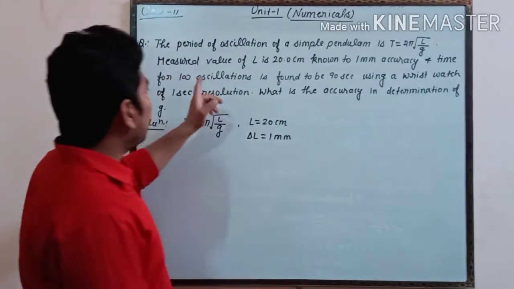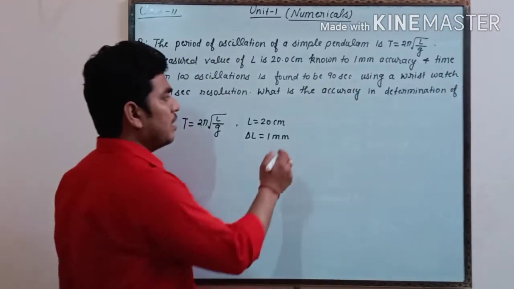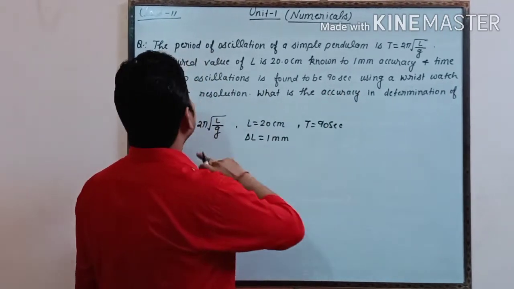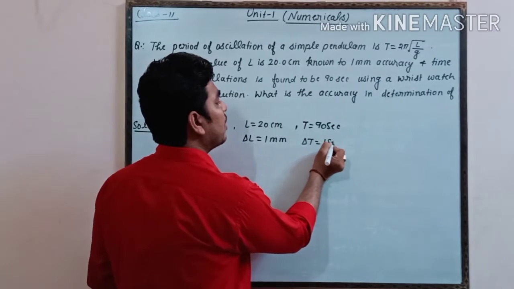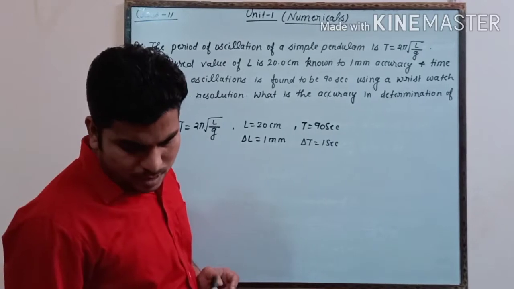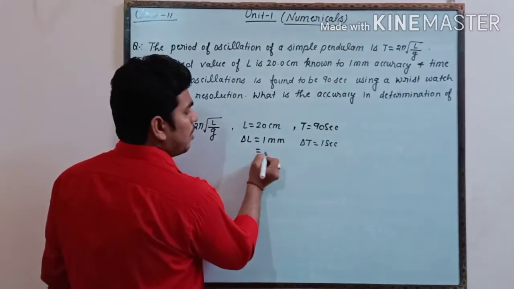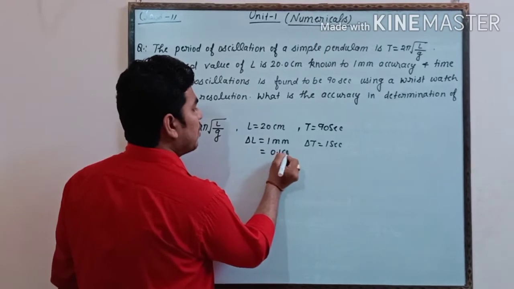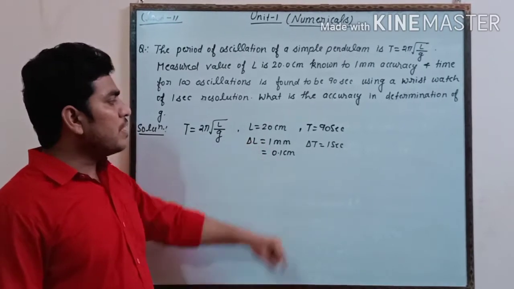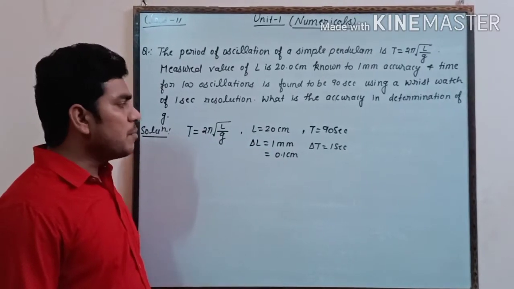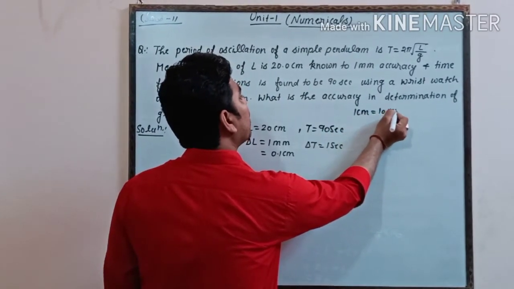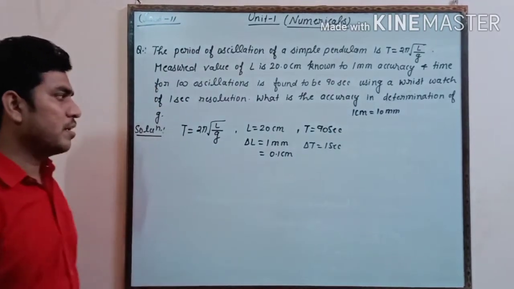And time for 100 oscillations is found to be 90 seconds. It means time is 90 seconds. Using a wristwatch of 1 second, it means delta T will be 1 second. So what is the accuracy in determination of g? g के डिटर्मिनेशन में एक्यूरेसी हमें फाइंड आउट करनी है. तो फर्स्ट आई विल राइट delta L in centimeter 0.1, because 1 millimeter is equal to 1 upon 10 centimeter.